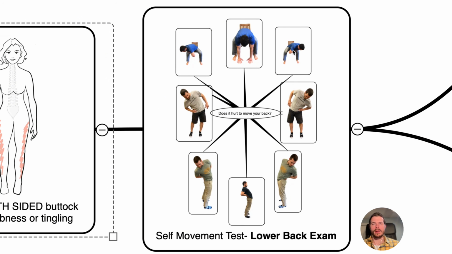Go ahead then and bend, put your hands on your left knee and bend over top of your left knee, seated. Then put your hands on your right knee, bend over top of your right knee, seated. And again, this whole time you're asking yourself, does it hurt to move my back? Does that cause my symptoms in my back and both buttocks or legs?